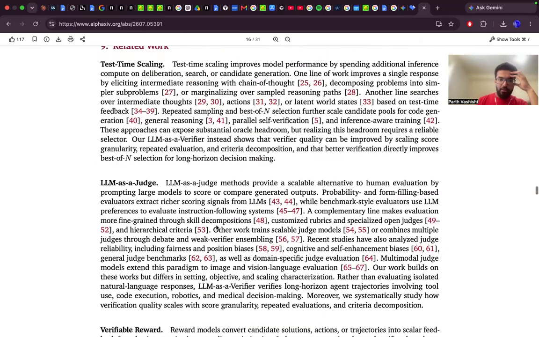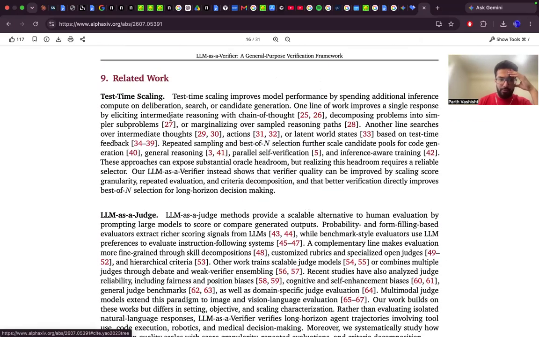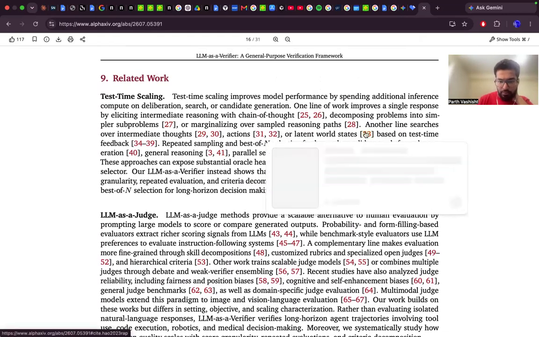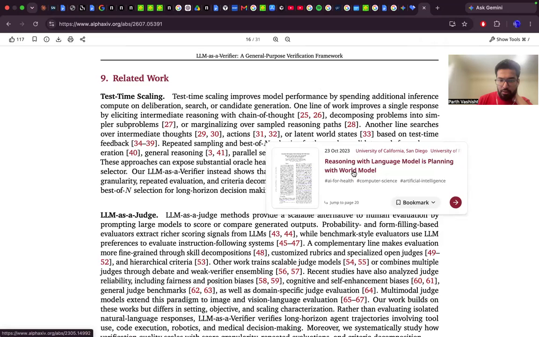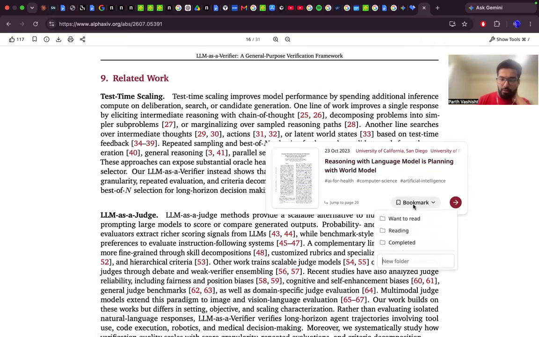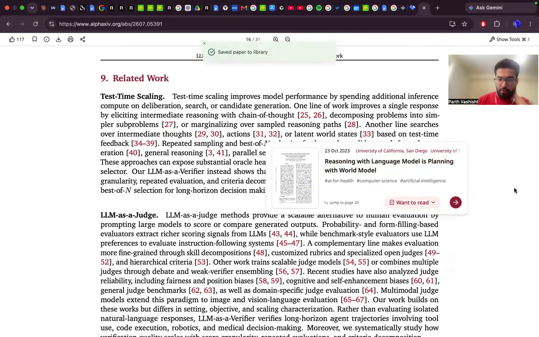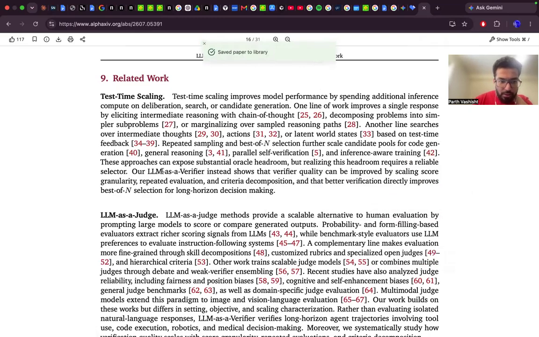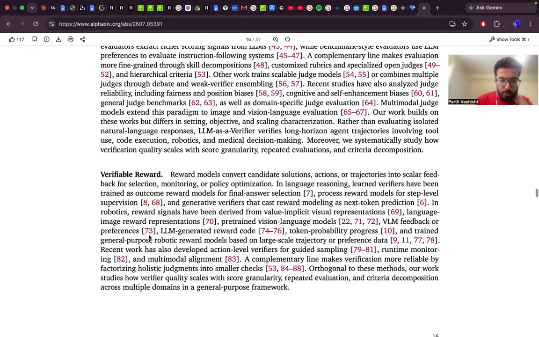Test time scaling, self consistency, and all that stuff would come over here. Decomposing problems into simpler subproblems, marginalizing, inference aware training, parallel self verification, general reasoning, repeated sampling, latent... Oh, what's latent world states? Reasoning with language model is planning with world model. Huh. So AI for health. I would love to look into this. Want to read? Let's go.